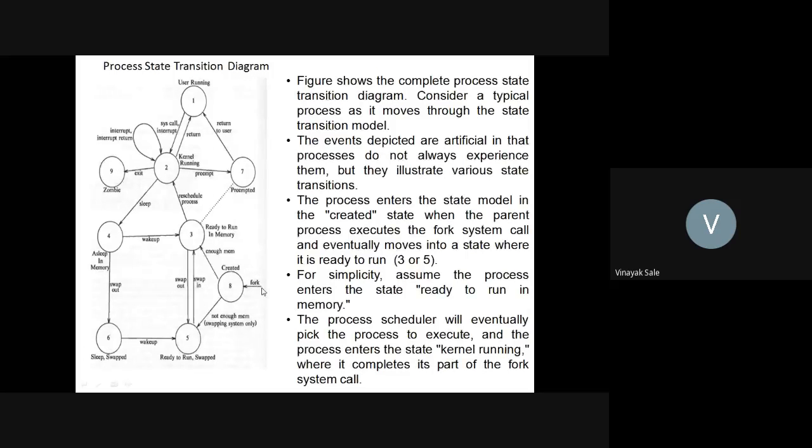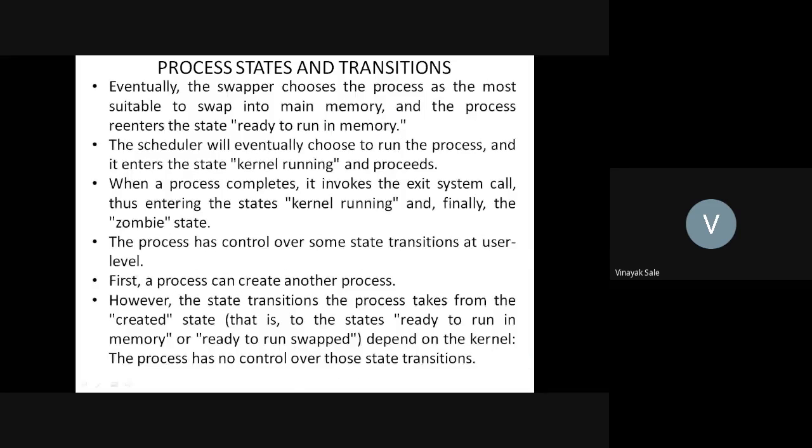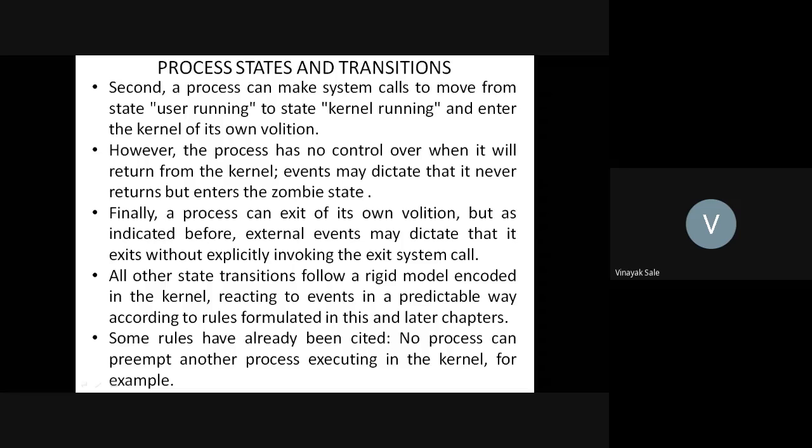whenever the process is created by the fork system call, there are two ways for execution of that process. If there is enough memory, then it goes to the third step, ready to run in main memory for execution. If there is not enough memory, then it goes to the swapped state by using the swapping system call at step number 5. The process has no control over these state transitions.